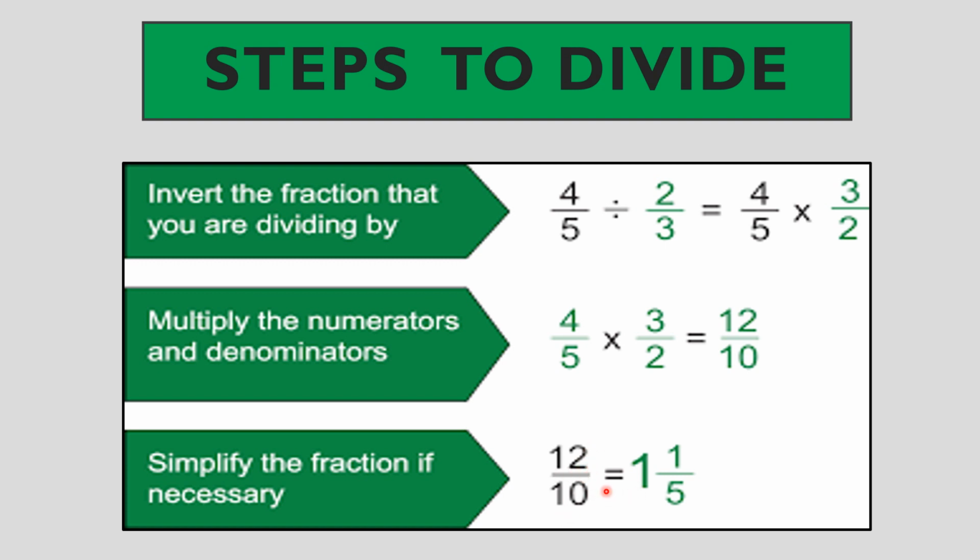And you know that if the numerator is greater, you can change it to a mixed fraction. So on changing 6 upon 5 to a mixed fraction, you get 1 and 1 upon 5. You can just check also: 5 ones are 5, plus 1 is 6, 6 upon 5. So on changing 6 by 5 to a mixed fraction, you get 1 and 1 by 5 as the answer.